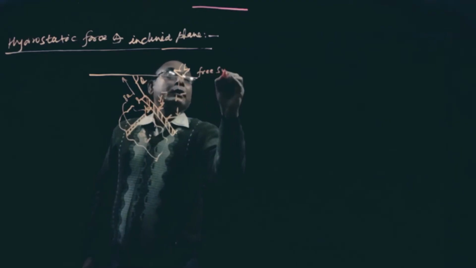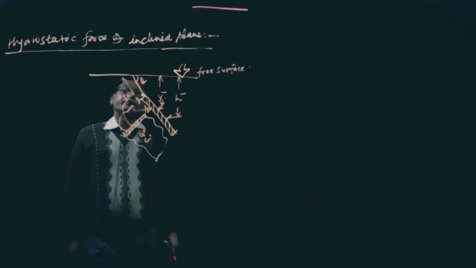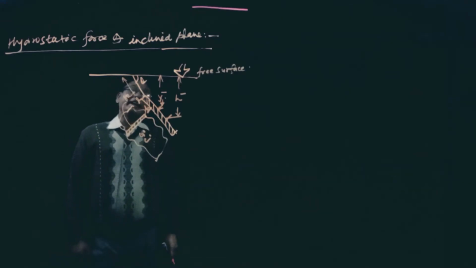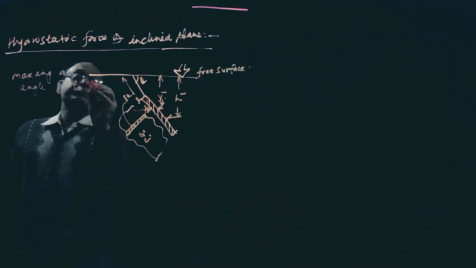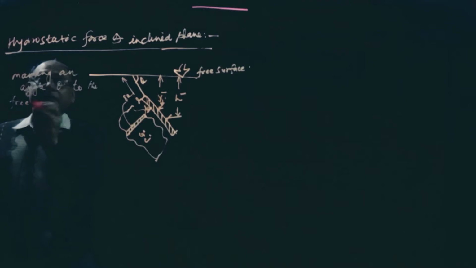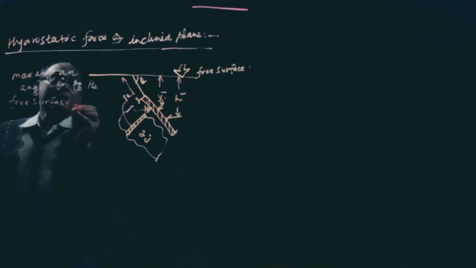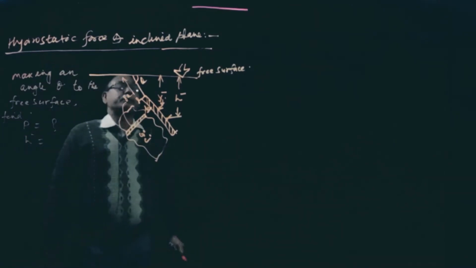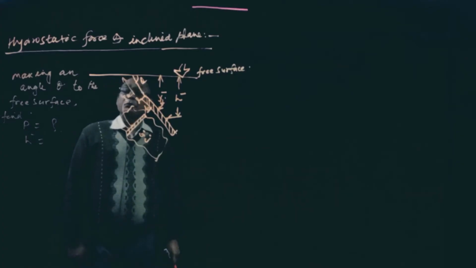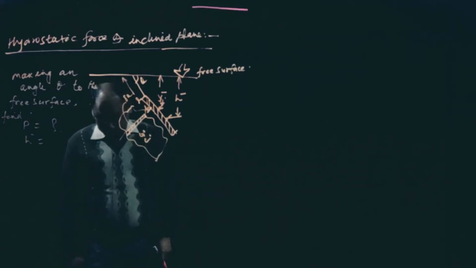So here also the question will be like that: when a body is submerged in a liquid and making an angle theta to the free surface, then find P and find h bar. That is, here also we have to find the pressure value and the center of pressure location.